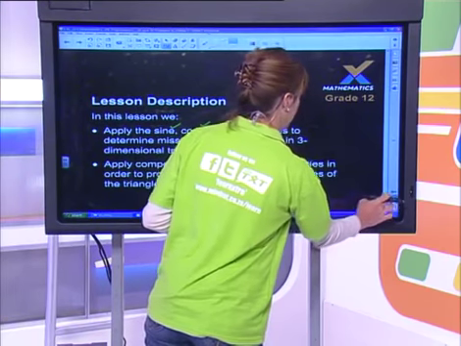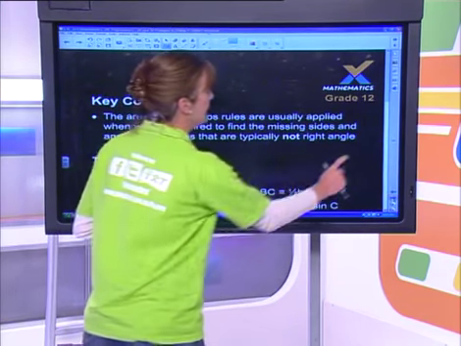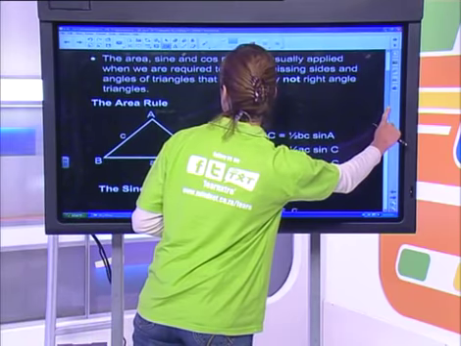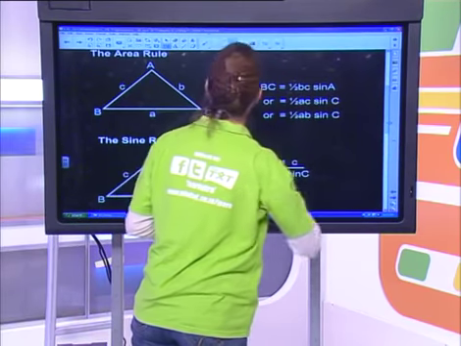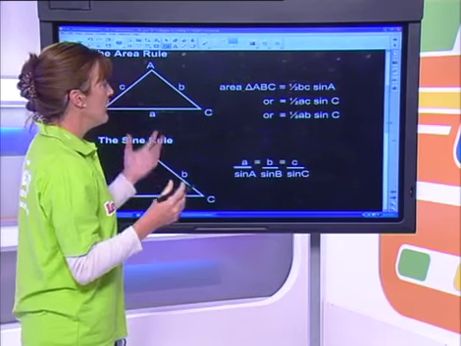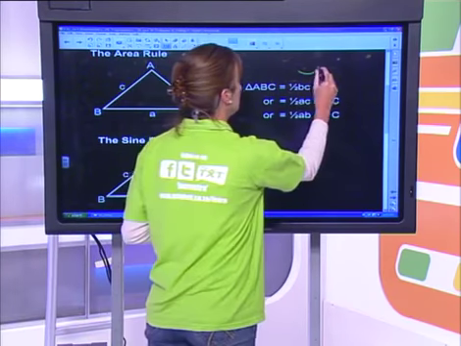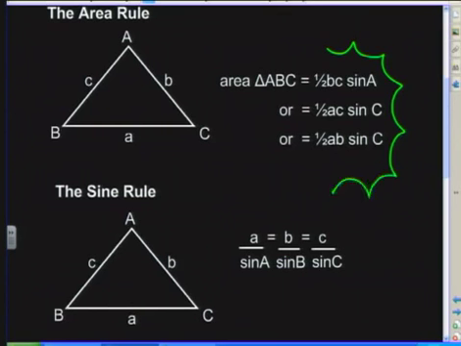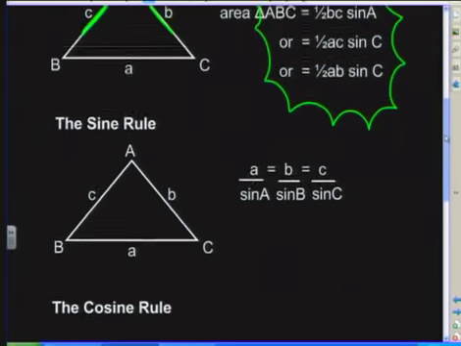All right, then in terms of our key concepts, let's just quickly have a look at what we need to know here. Quickly revising from last week, your area rule is half multiplied by the two adjacent sides of an angle and its two adjacent sides. Okay, so it's always got to be an included angle when we are using our area rule.